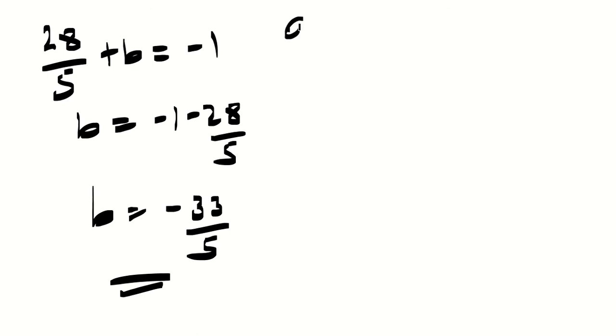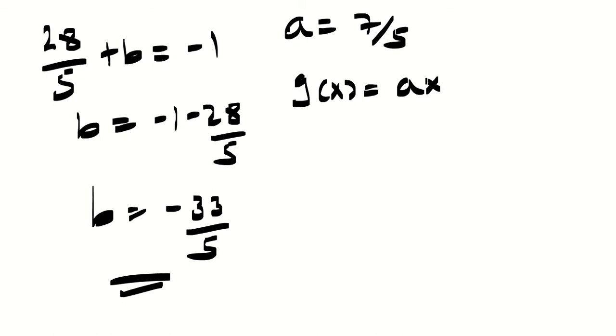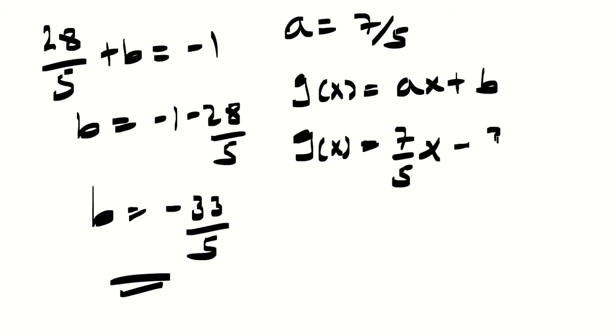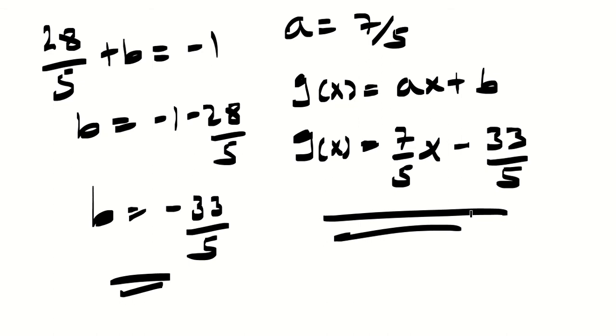Therefore, now remember, we got the a value 7 over 5 and the b value. So we said already g of x is equal to what? ax plus b. That's what we are looking for. So g of x will be, now we know the a, which is 7 over 5, x minus 33 over 5. That's going to be the value of g. So that's going to be the way to do it.